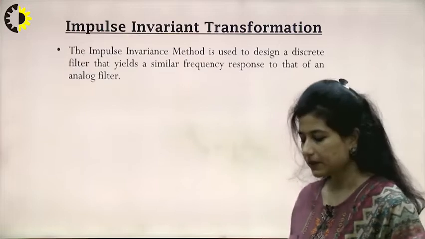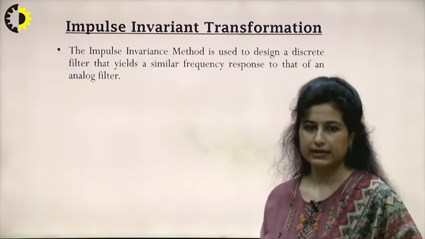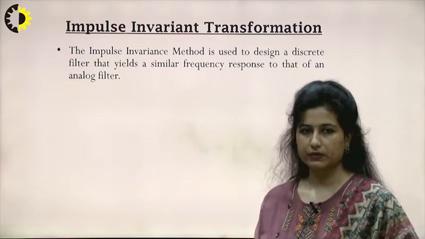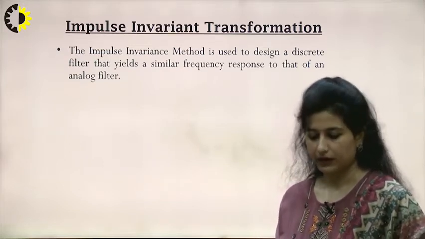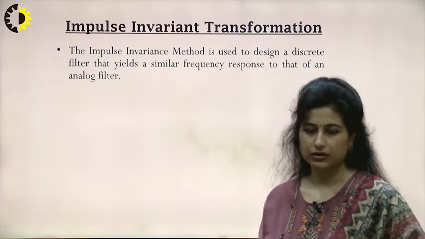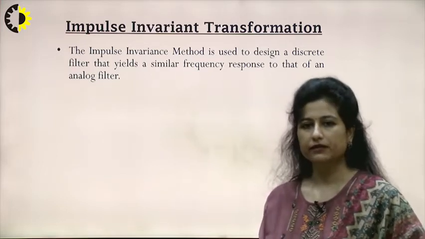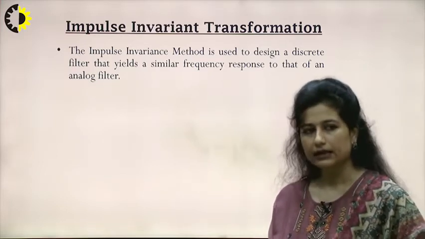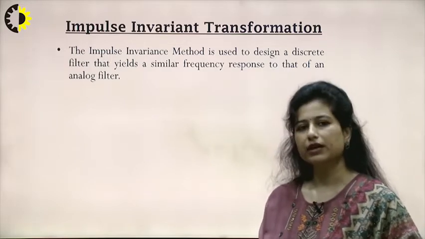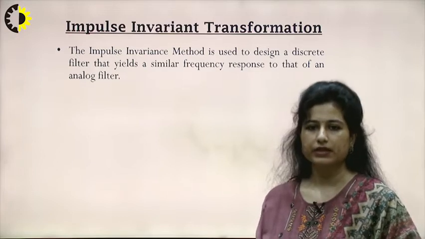So what is impulse invariant transformation? This is a method which is used to design a discrete filter that yields a similar frequency response to that of the analog filter. As I have just told you, we do not have any direct method to create a digital IIR filter, so I need to create a filter in the analog domain, and then by using this technique of impulse invariant transformation, I would try to generate a similar filter response by transforming it.